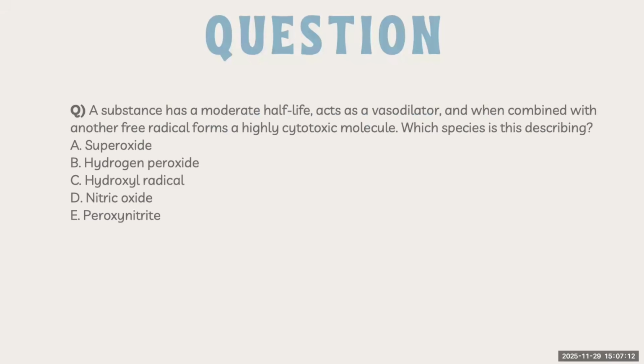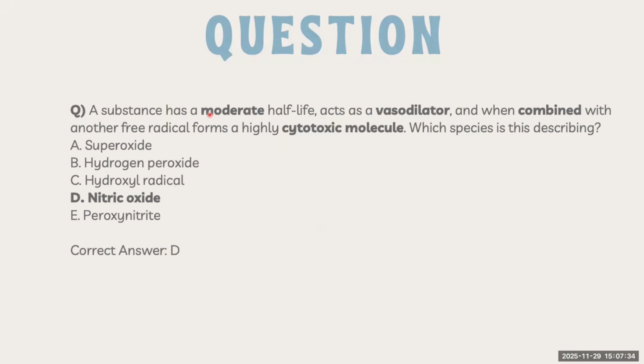I have a question for you. A substance has a moderate half-life, acts as a vasodilator, and when combined with another free radical, will form a very cytotoxic molecule. What species is this describing? All right, good job. As you all said, the answer is D.